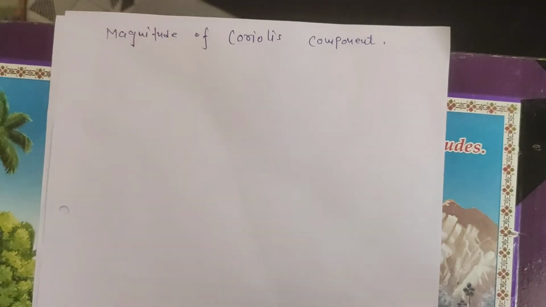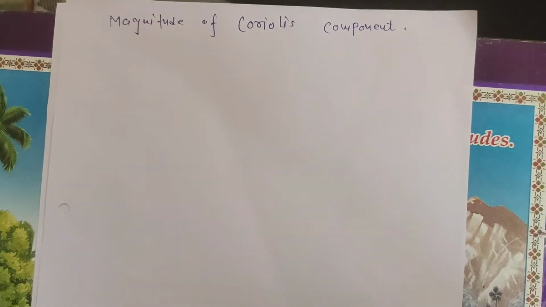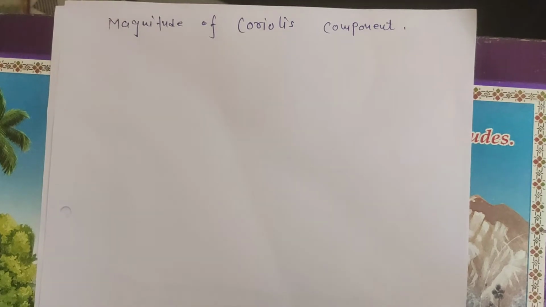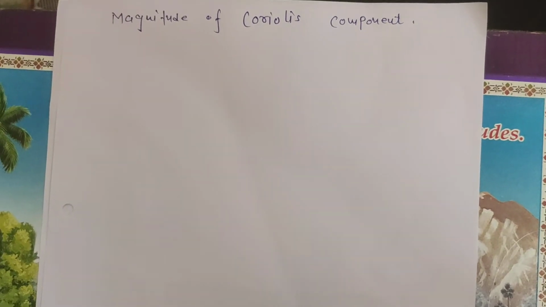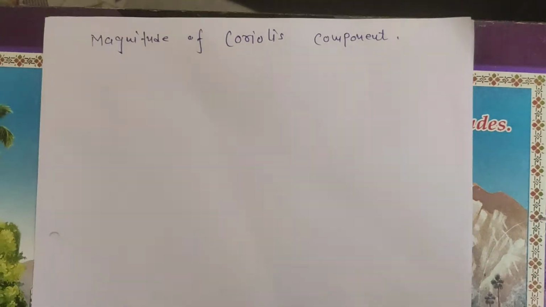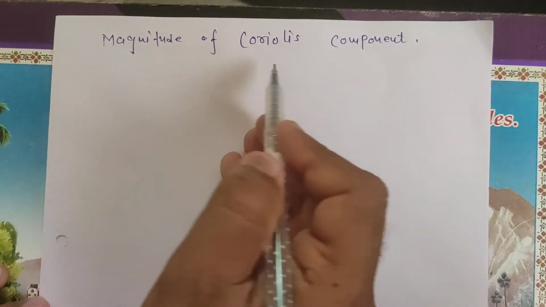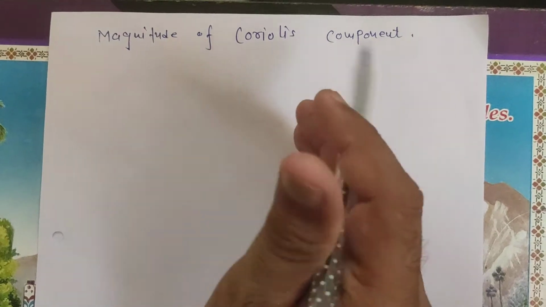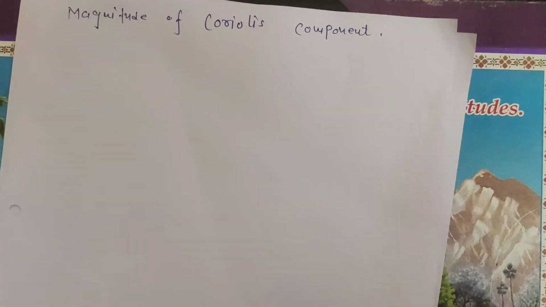Okay, in the last lecture we studied the Coriolis component: how it works and how the slider may move in the upward and downward direction. So now in this lecture we study the magnitude of the Coriolis component.